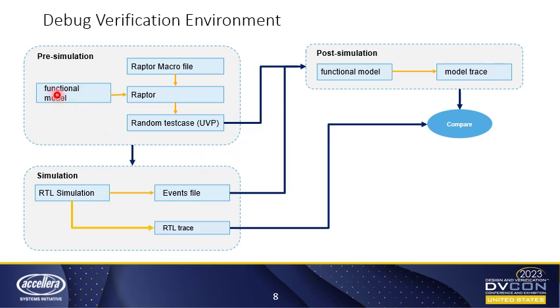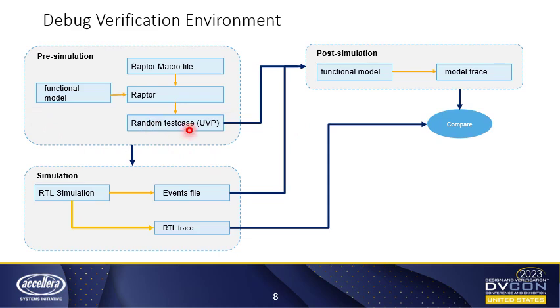The debug verification environment is a 3-stage process. In the pre-simulation stage, we use Raptor to generate random test cases. In this step, the user writes a Raptor macro file to give constraints and biases to the random test cases. Raptor then reads the macro file as an input, generating the test cases, and run a functional model to simulate the execution and generate the results in the UVP file.